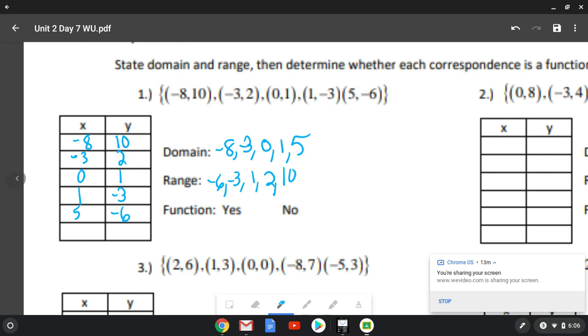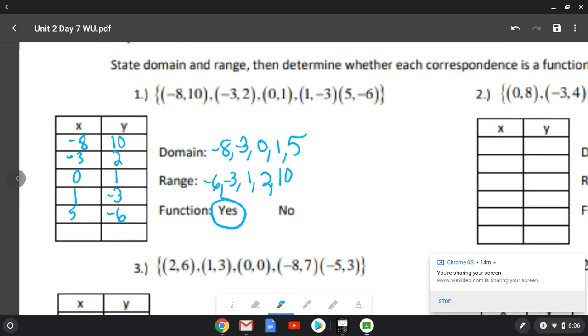So do all these x values only go to one y value? Yeah, that looks like -8 goes to 10, -3 goes to 2, 0 goes to 1, 1 goes to -3. Now, if you had any repeaters on the x values, like if 1 goes to 4, that'd be an issue, because then you'd see that 1 goes to -3 and 1 goes to 4. So that would be a no if that was the case. But in this case, it's not there. So we're good. So this answer is yes, it is a function.